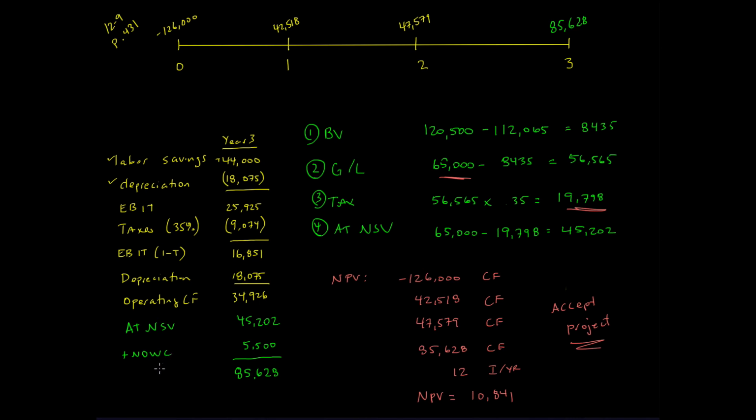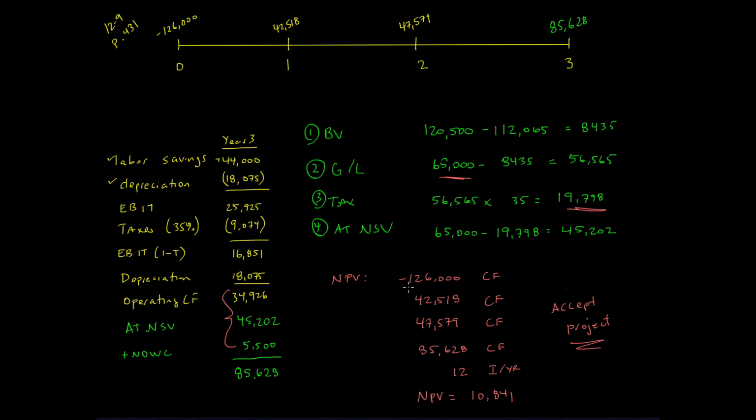In addition, I've got to add back my net operating working capital. We're going to assume that when we sell this machine, we're going to sell the spare parts inventory along with it. That's $5,500. So I add up these 3 items, and that totals my third cash flow, $85,628, which I have placed on the timeline up here. Now I'm ready to calculate NPV.